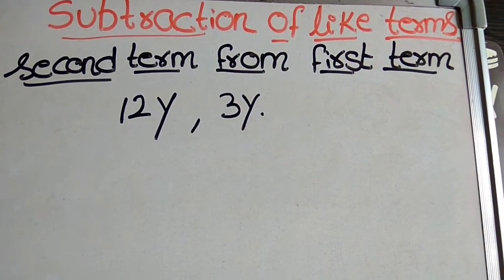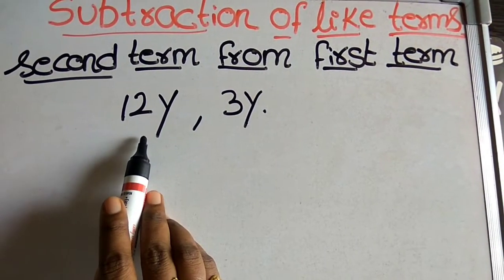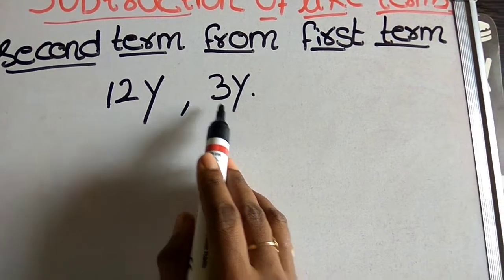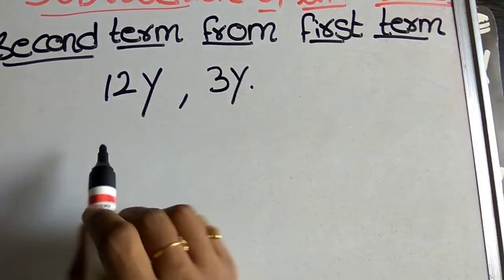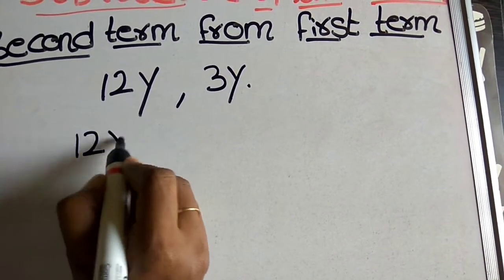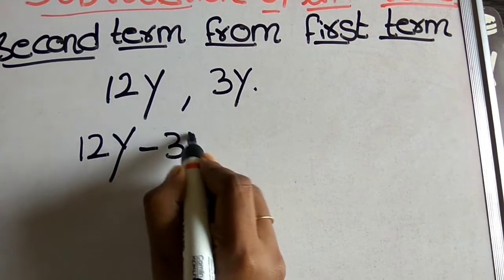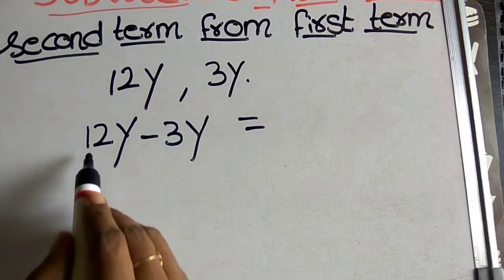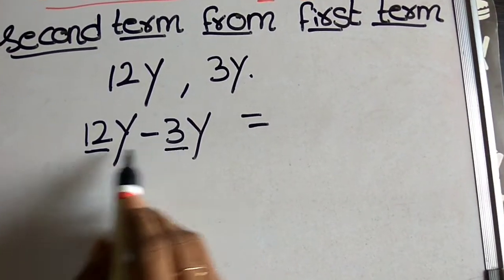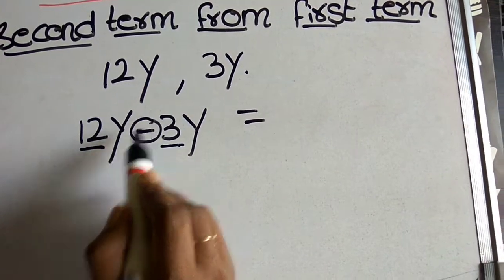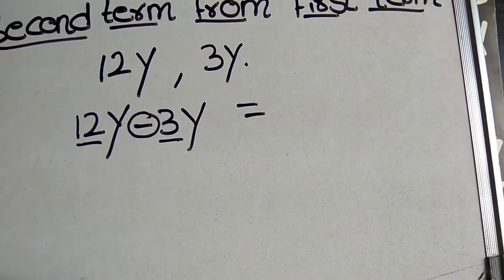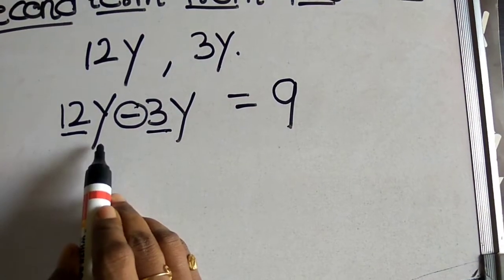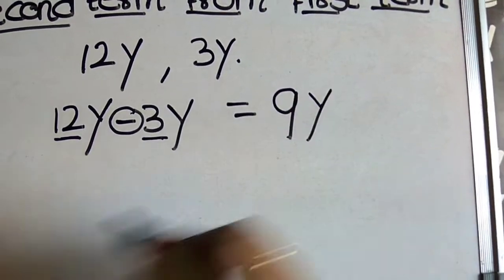So now what we have to do? We have to subtract the second term. So take the second term and then you have to subtract from the first term. So 12y minus 3y. Always whenever you are doing addition or subtraction, you have to check the numbers first. So 12 minus 3 gives 9 and get the variable. What is the variable here we are having? Y. So 9y is our answer.